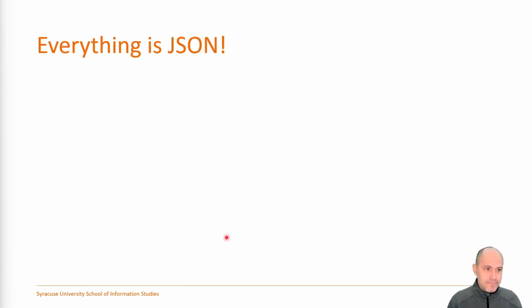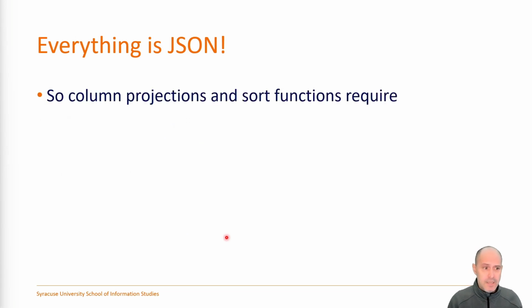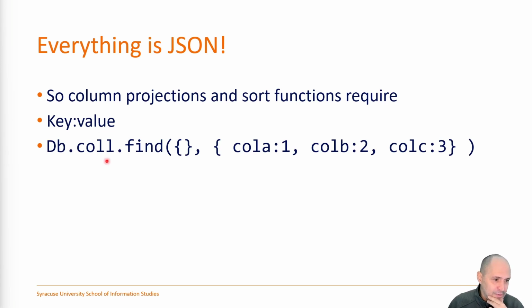Remember, everything's JSON. Column projections, sort functions, they all require JSON. So we have to give them key-value pairs. But if you're just asking for columns out of a projection, what the hell's the value, right? The key is obviously I want make and I want model, but what's the value? So for example, this find says find, match everything, and then project these three columns, A, B, and C, and you must give them a value. Generally what we do is we say 1, 2, 3, and this gives us the ordinality. So this is the first one, that's the second one, that's the third one.